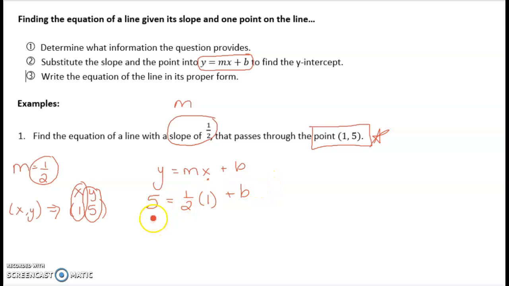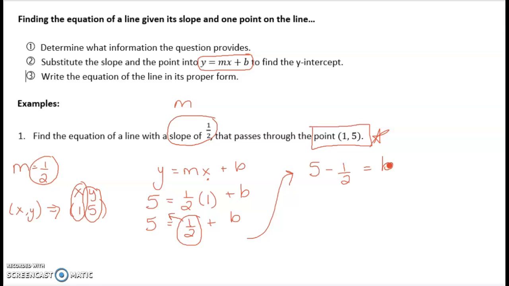Okay, so now we're going to multiply. So 5 equals, well, 1/2 times 1 is still 1/2. And then you have your plus b. Now what we need to do is we want to solve for b. So that means we're going to move this half over to the other side. So I'm just going to continue it over here, okay? So it's going to be 5 minus 1/2 equals b.